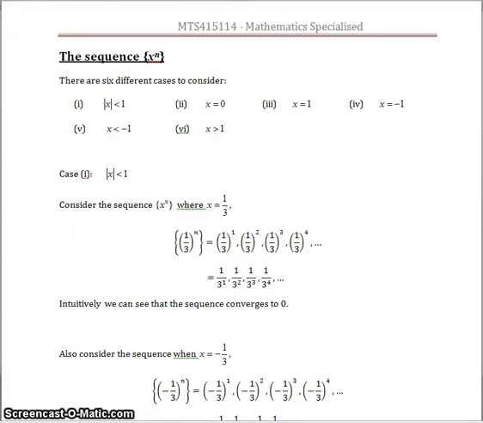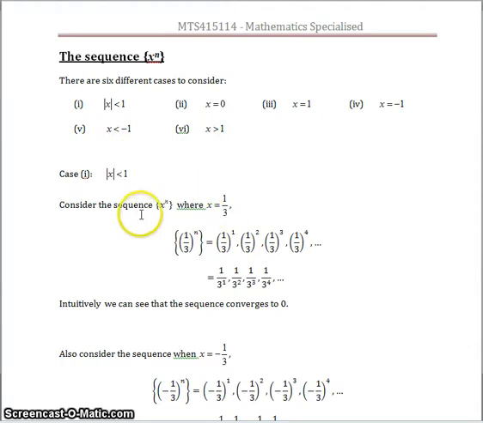Now, to finish off our topic in sequences and series, we're looking at the sequence x to the power of n. And there are a variety of scenarios, as we'll see here. The first one we're going to look at is the case where the absolute value of x is less than 1.